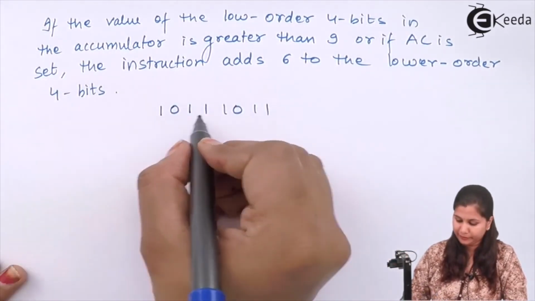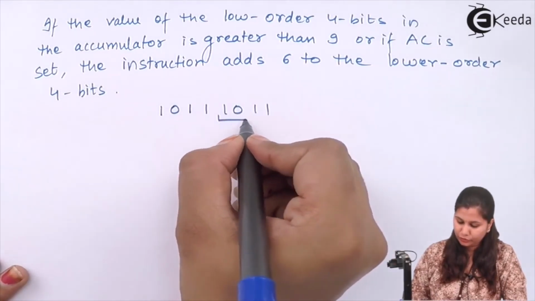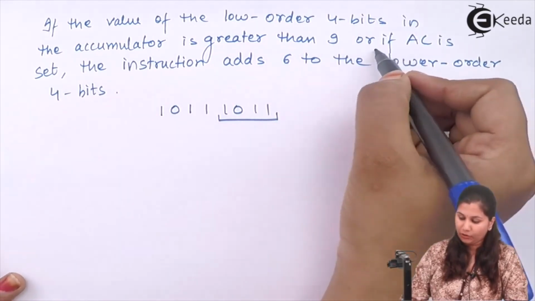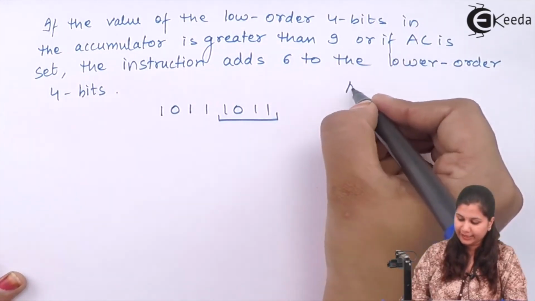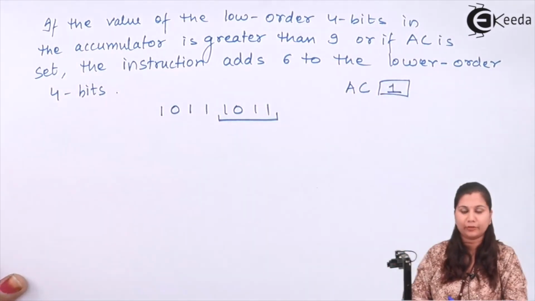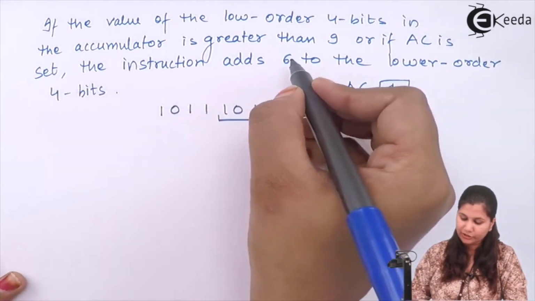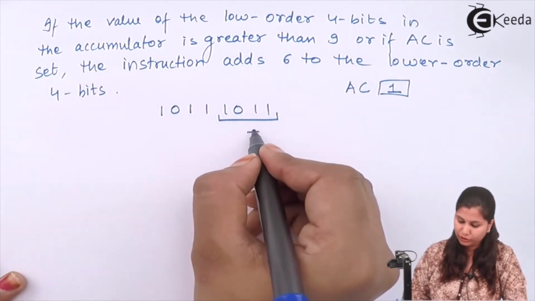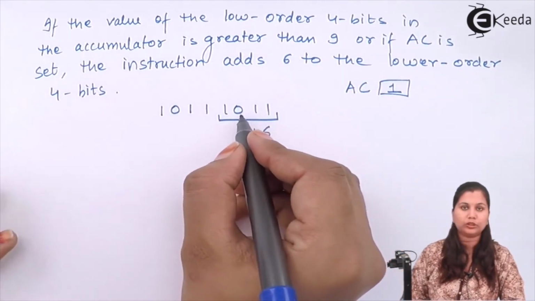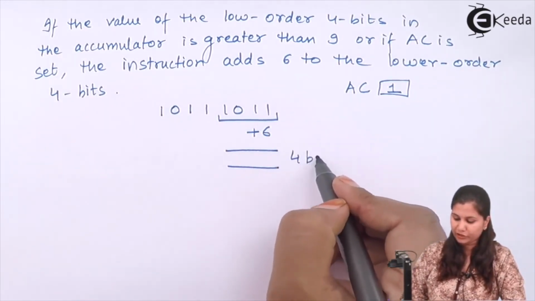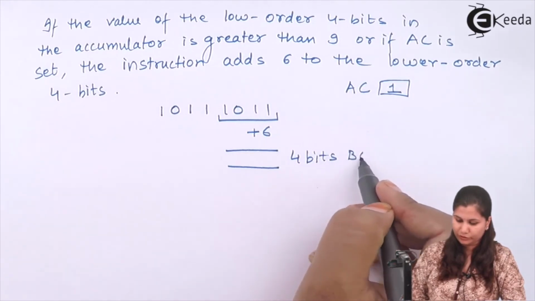This is our 8-bit data, and if the lower order 4 bits are greater than 9, or if the auxiliary carry is set, that means its value is 1, then this instruction adds 6 to the lower order 4 bits. So this 6 will be added to the lower order 4 bits, and we get the 4 bits which are in the BCD notation.